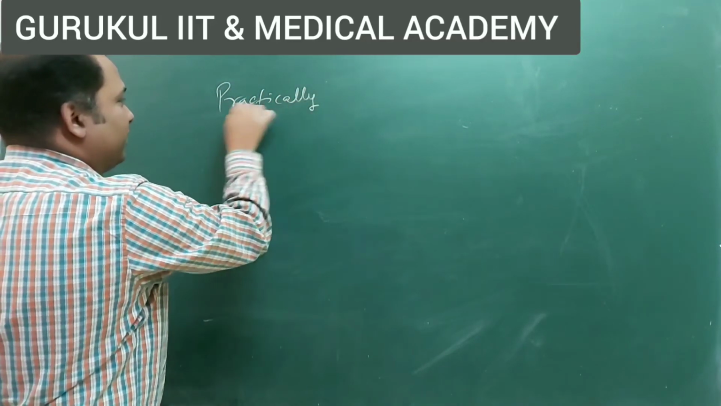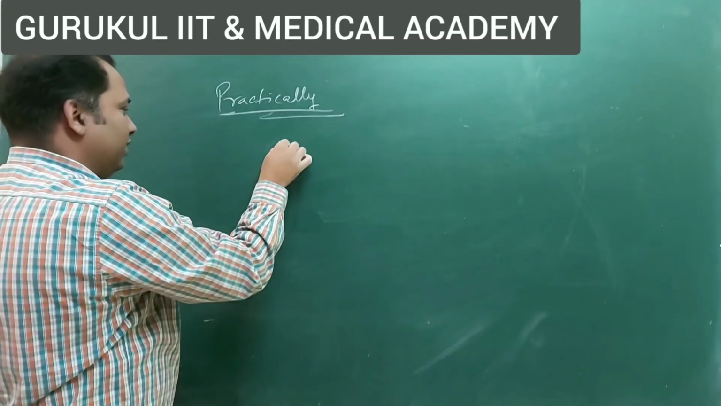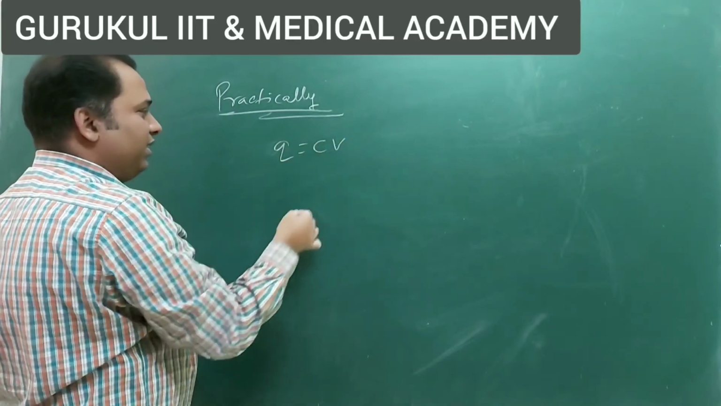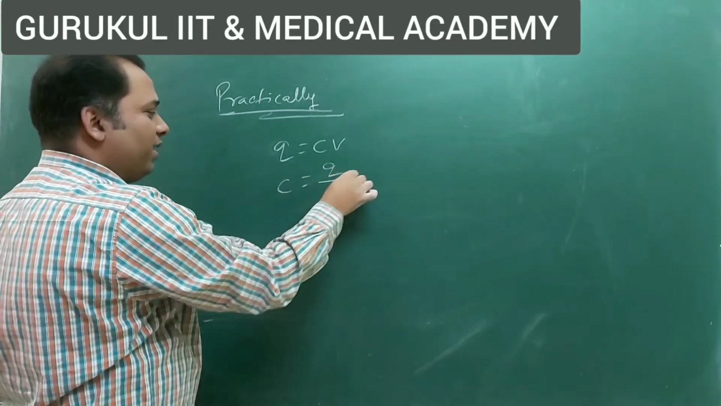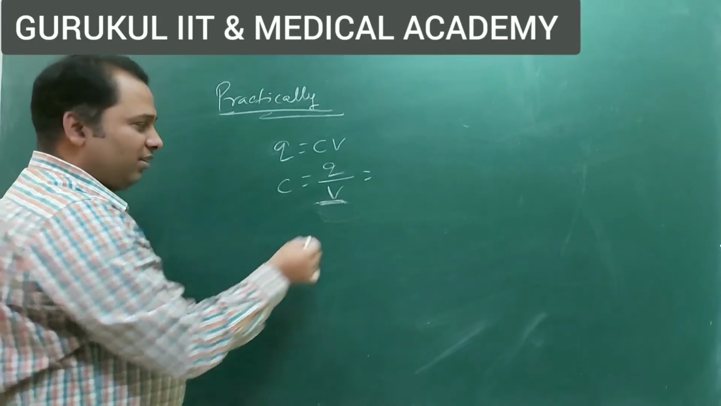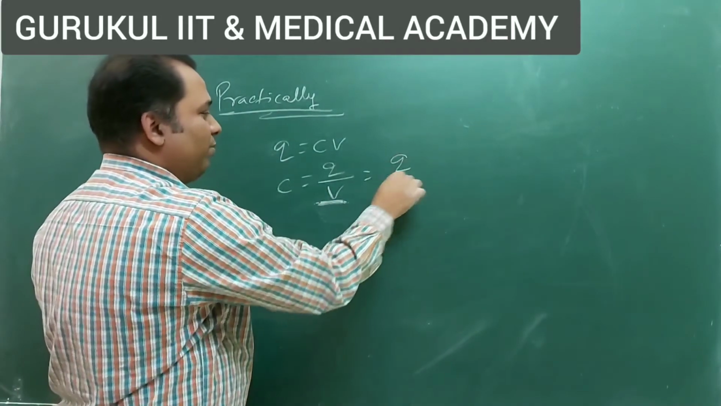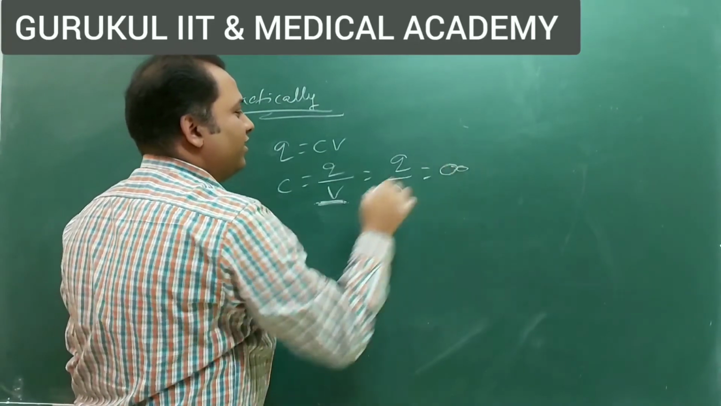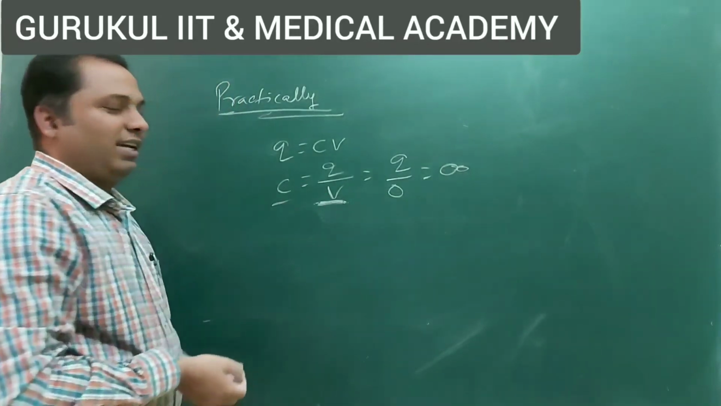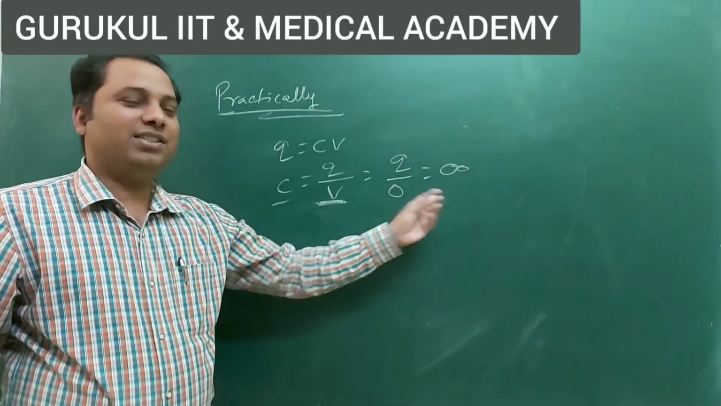Practically what happens? So you have seen Q equal to CV, C equal to Q upon V. In practical purpose, what is the potential of the Earth? Earth potential we take 0, so Q upon 0, then infinite. So in practical purpose, capacity of the Earth is infinite.